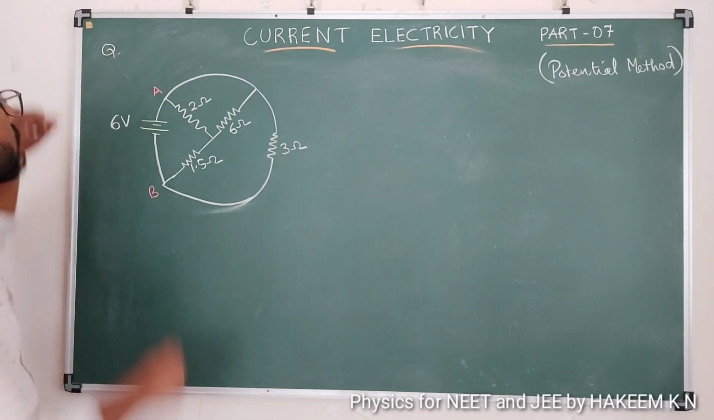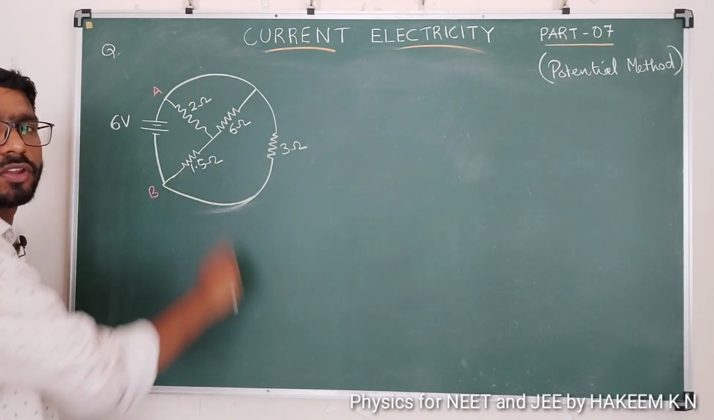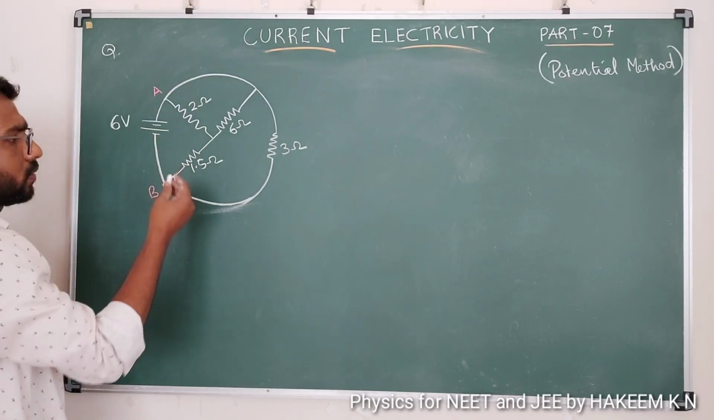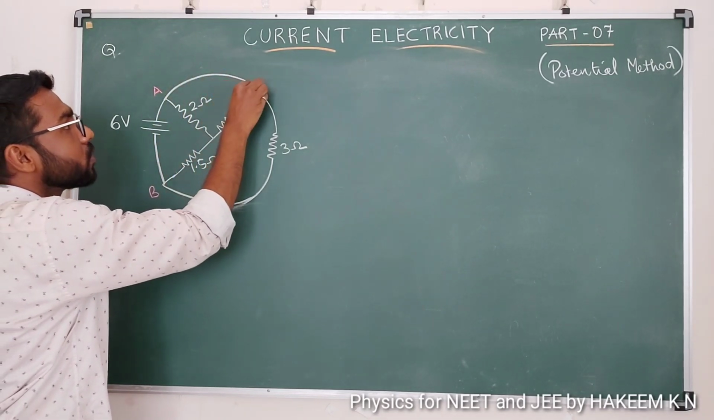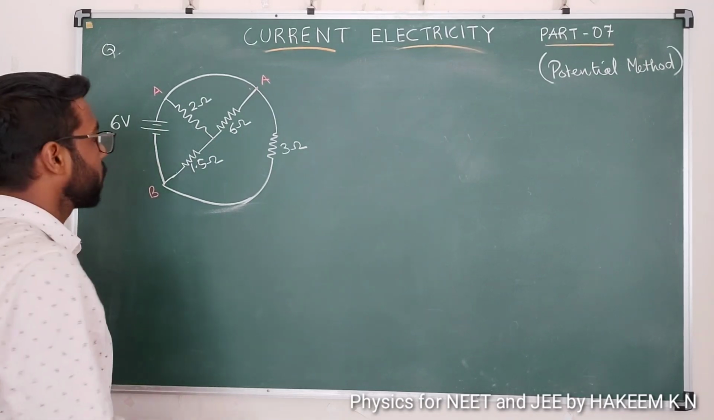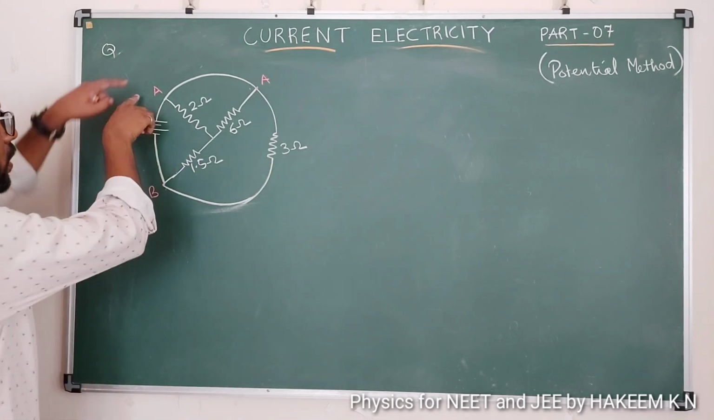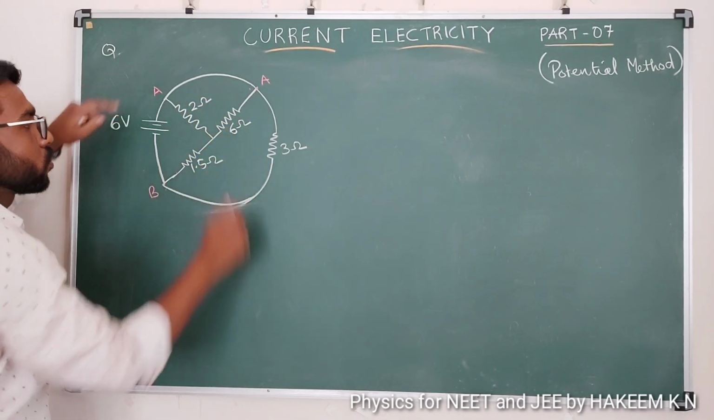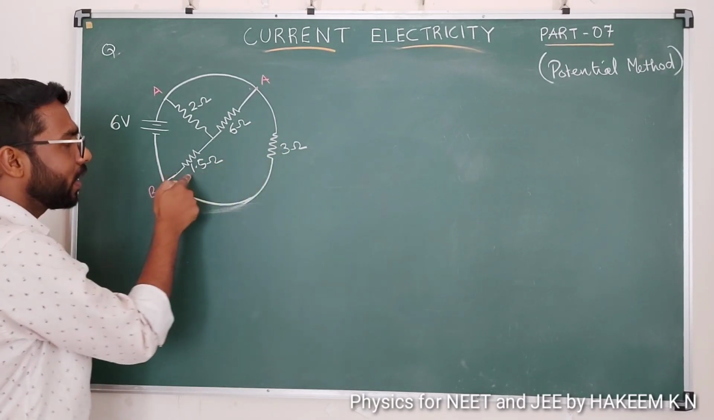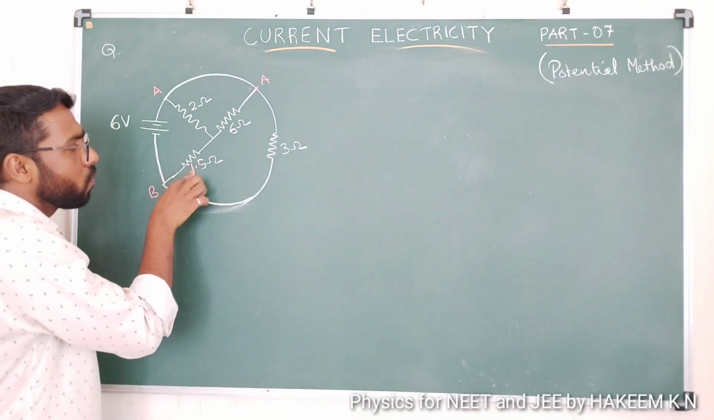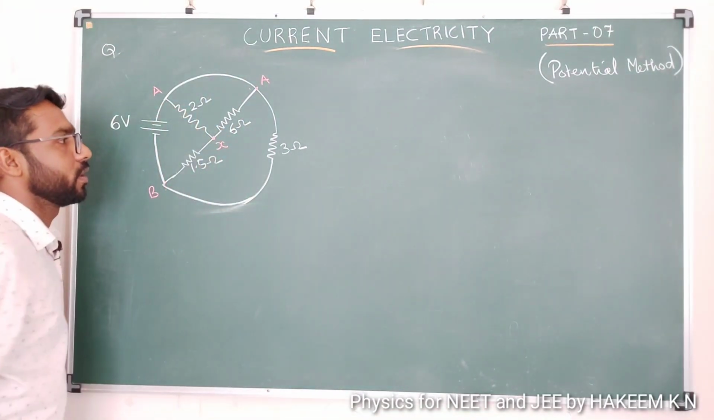Okay, here is the question. Find the effective resistance between A and B. A 6-volt battery is connected, a circular network. Here there is no resistance in this arm, right? So this point is also A. And here you can see a 3 ohm resistance. From A there are two resistances starting, 2 ohm and 6 ohm, and from B two resistances are starting, 3 ohm and a 1.5 ohm, but 1.5 ohm is not directly connected to A. There is a common point X at the middle.